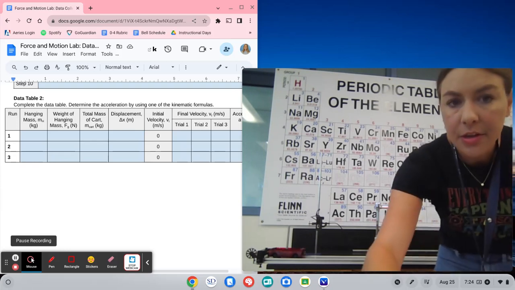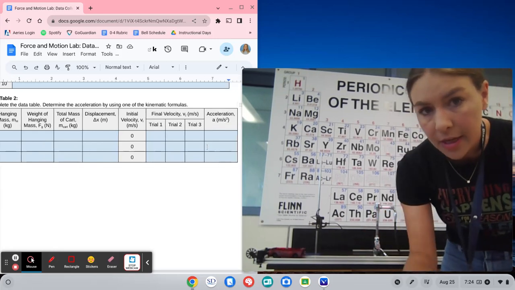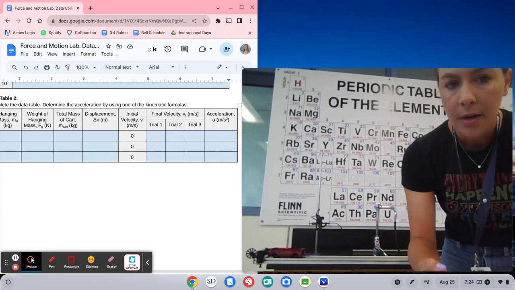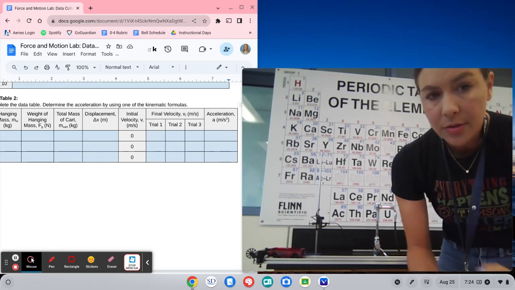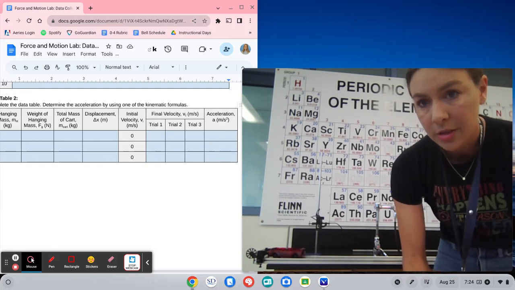So you have all the data that you need to complete your data table. For your acceleration, you're going to have to calculate that using your initial velocity, your final velocity, which I would take the average of all 3 trials, your displacement, and then you can use one of the kinematic equations to solve for the acceleration in each case.